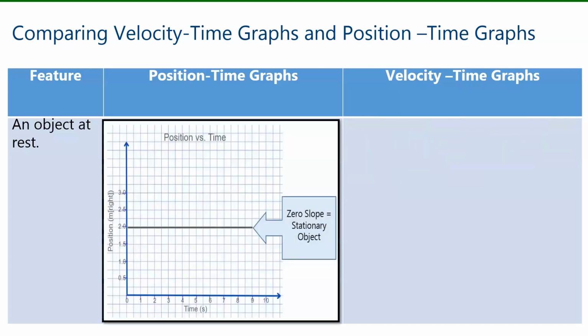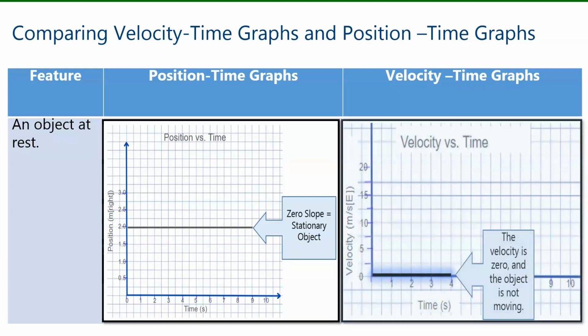Our position time graph, we have a horizontal line, which means a zero slope, a stationary object. And on a velocity time graph, if the object is not moving, it's stationary, the horizontal line is across the x-axis, lined up with zero.